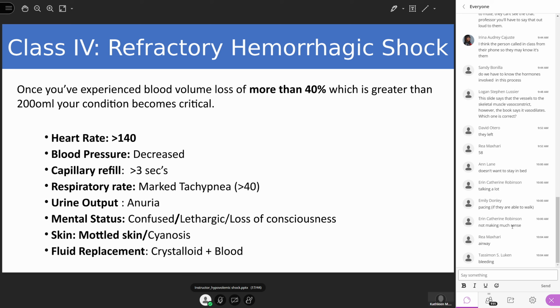You're much more tachypneic. You're not making any urine. At this point, you might have lost consciousness. You're blue. You can see the cyanosis. There's absolutely no tissue perfusion going on. You're going to see the blue in the nail beds and the cyanosis. And of course, we're going to continue with the crystalloid and blood.